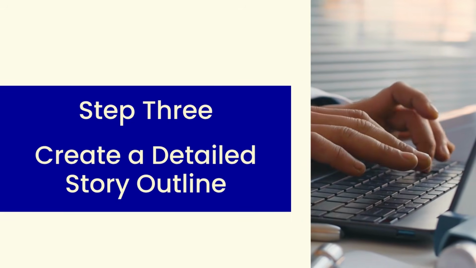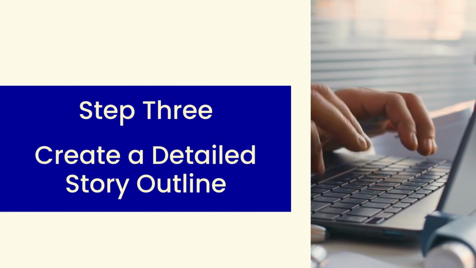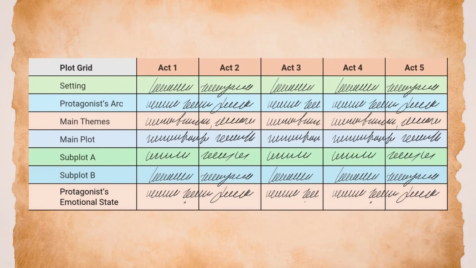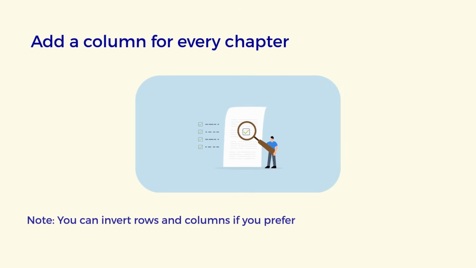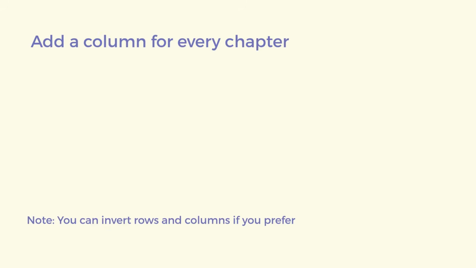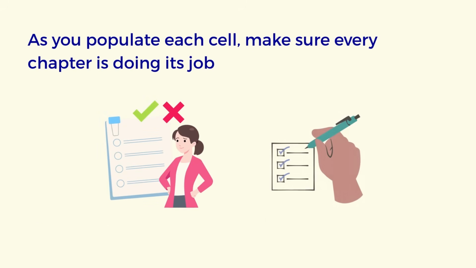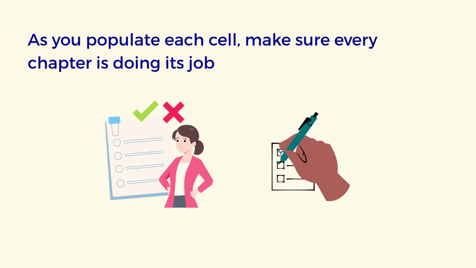Step 3. Create a detailed story outline. Now that you have your big picture framework, you can zoom in. Add a column for every chapter of your book. Don't worry if you don't know the final chapter count, you can always adjust this later. As you populate each cell, make sure every chapter is doing its job.